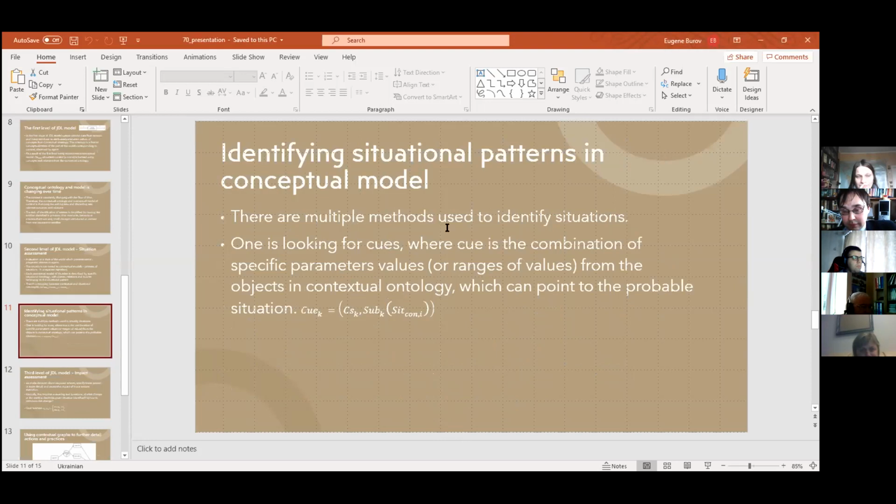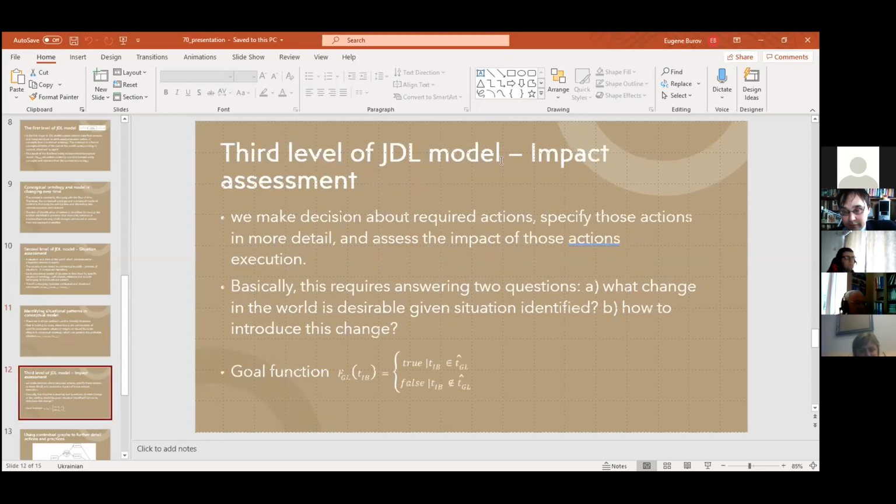There are different methods allowing us to identify specific situations. For example, one of these methods is using cues as a combination of specific parameters or values or range of values from the objects of contextual ontologies, which can point to the probable situation. In the third level of the GDL model, when the situation is already identified, we need to form some action and analyze the impact of these actions. Basically, this requires answering the question: what change in the world is desirable given the identified situation?